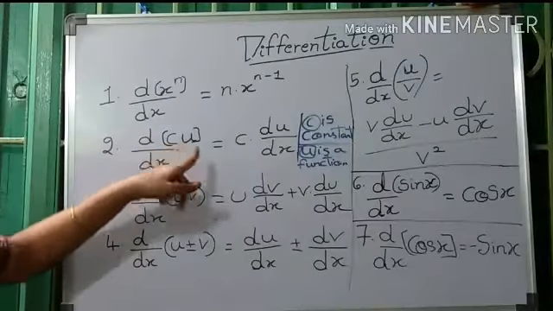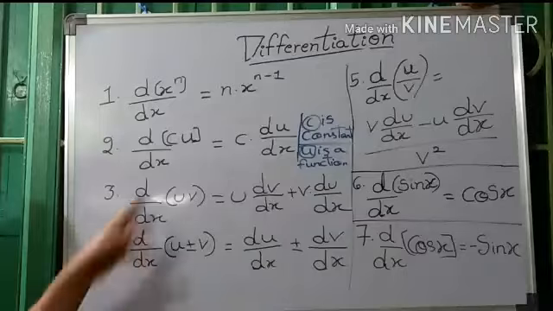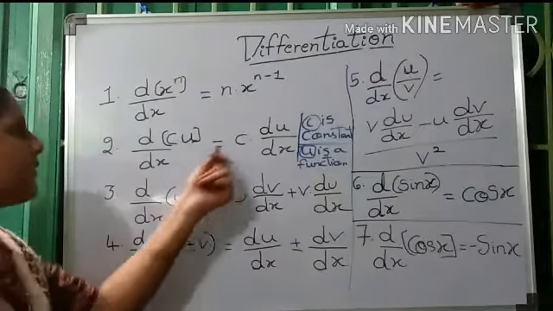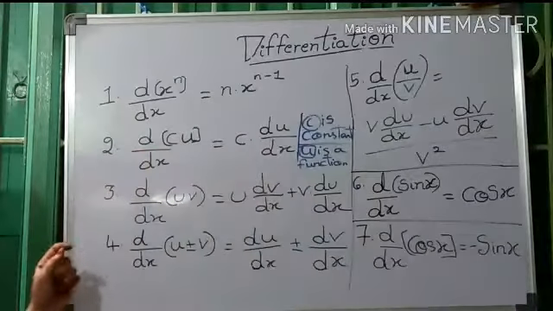Here c is a constant, whereas u is a function. Let c be some 2. d by dx of 2u is equal to 2 into du by dx. That is the second formula.